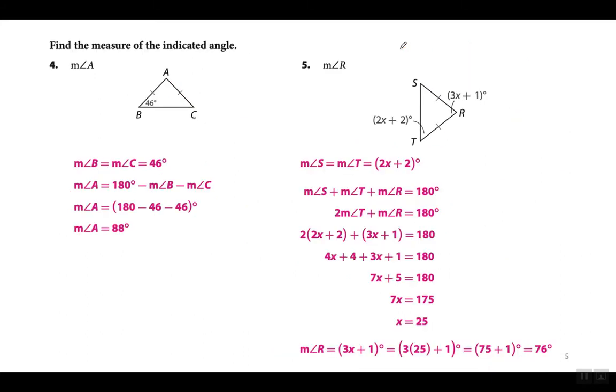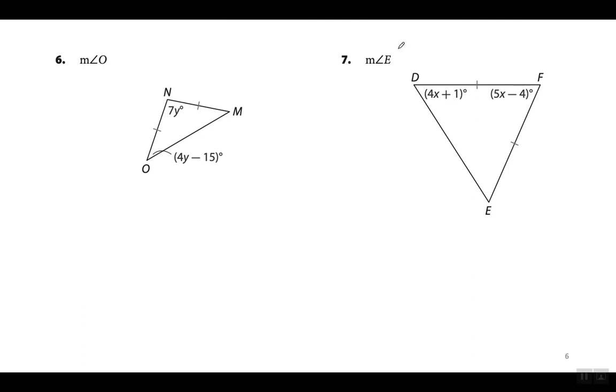There's the work for you. Alright, let's do another one. Look at number 6. We got to find the measure of angle O. Again, it's an isosceles triangle. These two sides are congruent. So if angle O is 4y minus 15 degrees, angle M also has to be 4y minus 15 degrees.